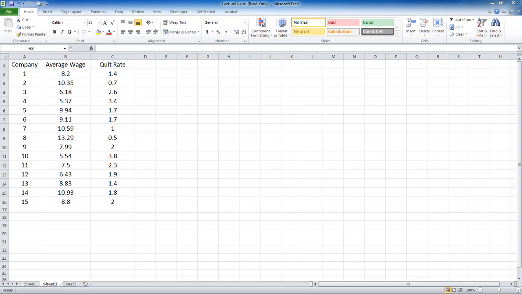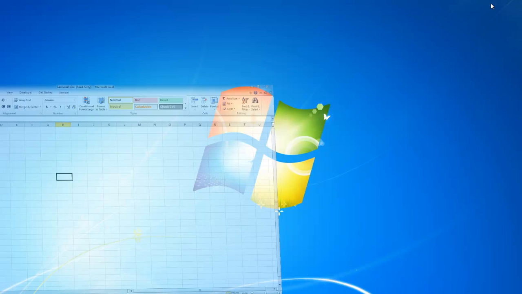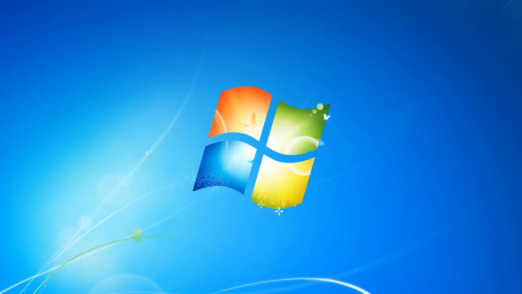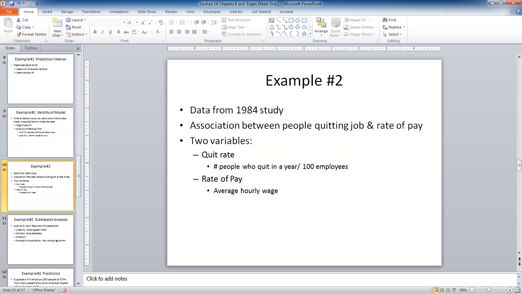Okay, so I want to go through how we do some of the basic Excel commands that you'll need to do the linear regression problems. And I'd like to start with the example that we didn't do in class, which was number 2. Let me just open that up and take a look at that.